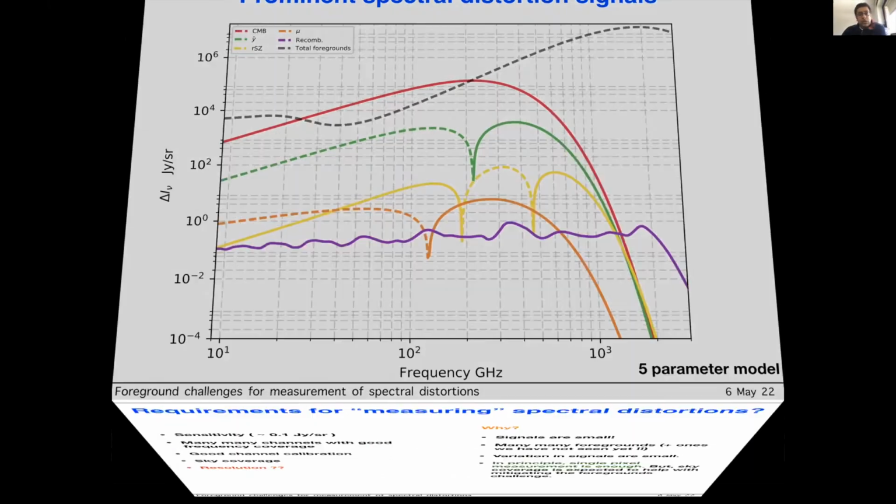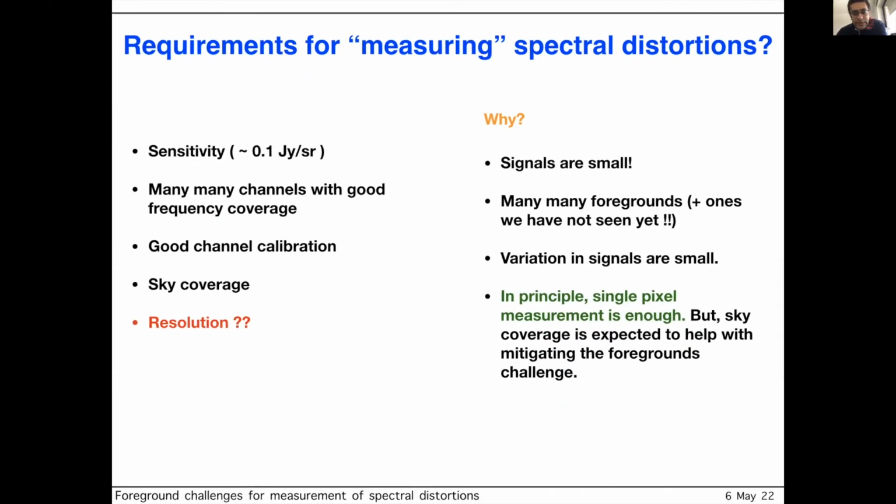So what are the requirements to make such a measurement? If you saw the scale on the previous slide, the sensitivity requirements are of the order of 0.1 Jansky per steradian. Why so small? Because the signals are so small. You now need very many channels with good frequency coverage. The main reason is that there are foregrounds, and there might be foregrounds which we have not yet seen when we measure to these precisions, and we need enough frequency channels to mitigate their effects.